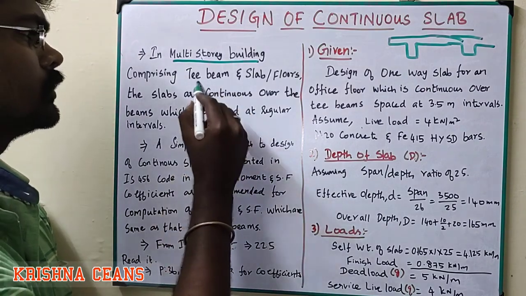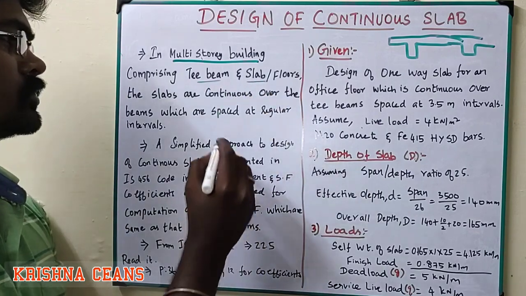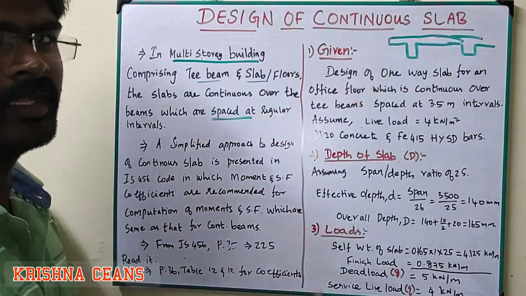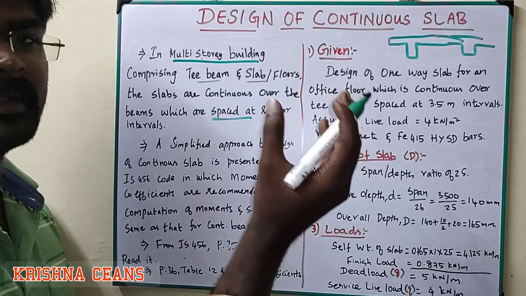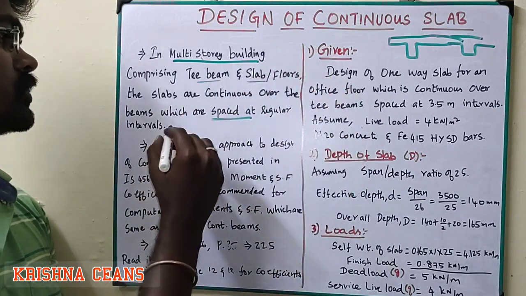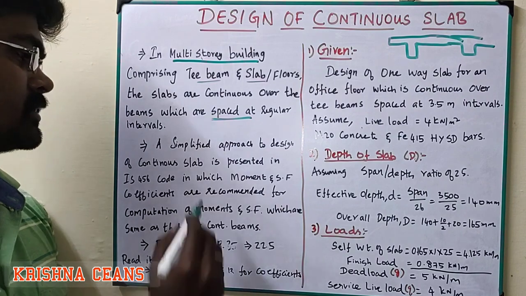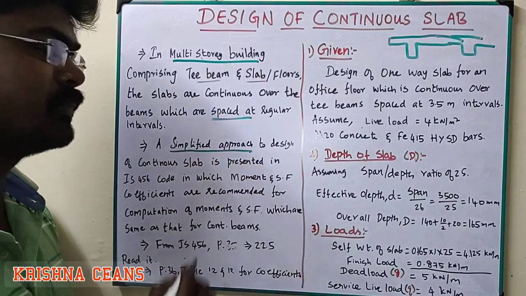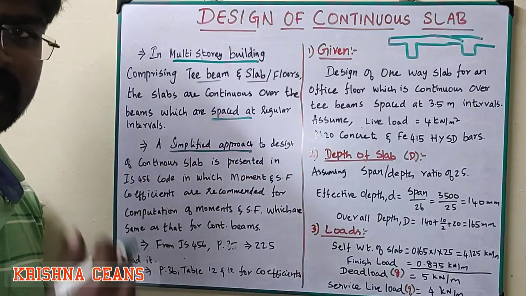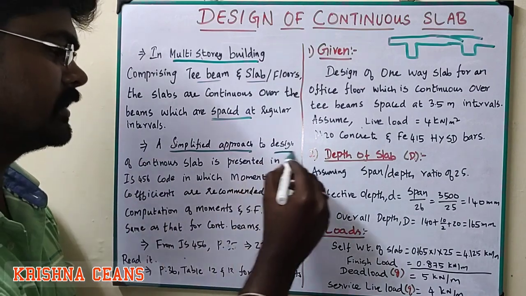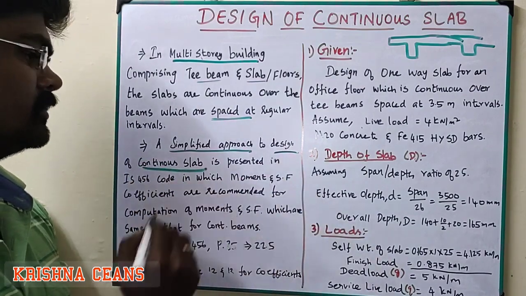So the T-beams and slabs are spaced equally, from one beam to another beam and one slab to another slab. For those cases we go for a design of continuous slab. Otherwise, it is a very simplified approach to design the continuous slab.